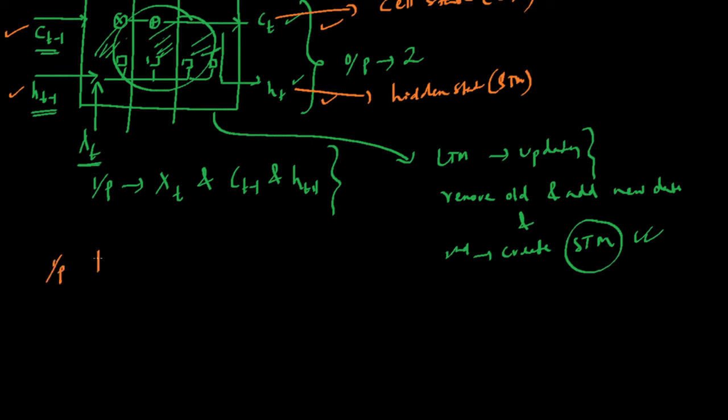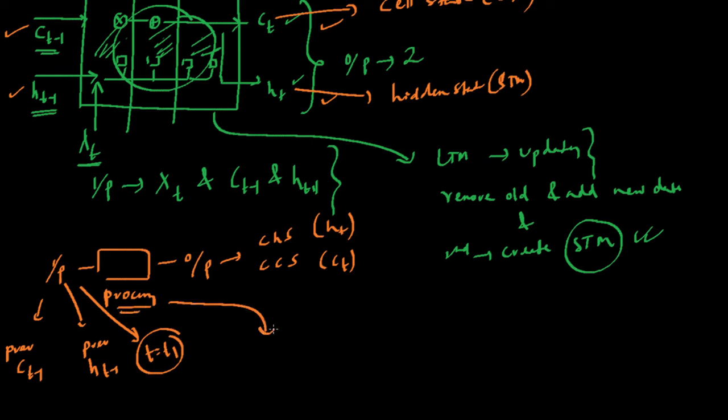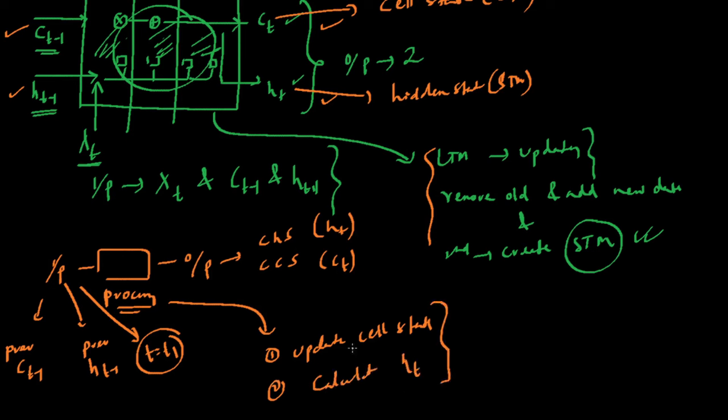So how it works is we have an input, then some processing happens, and then we have the output. In output, you have your current hidden state and your current cell state, which is your HT and your CT. In input, you have your previous cell state, your previous hidden state, and your current input at time T. And what happens here, as I told you, is it updates the cell state and calculates the HT. Updating the cell state is basically conversion of CT minus 1 to CT. And HT is the hidden state. So in the next video, we shall be jumping more into the gates and a few other things.